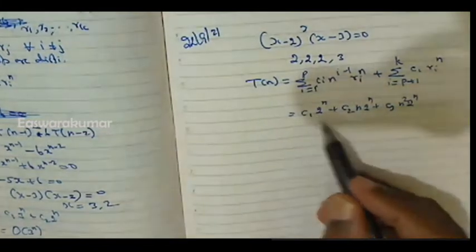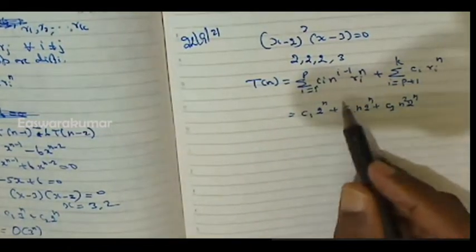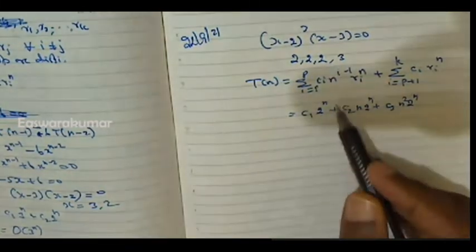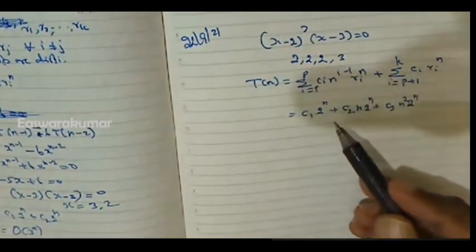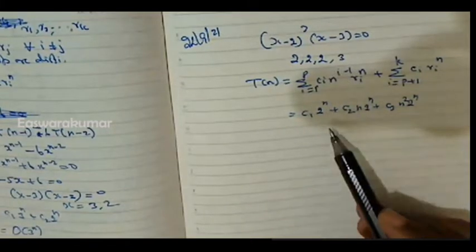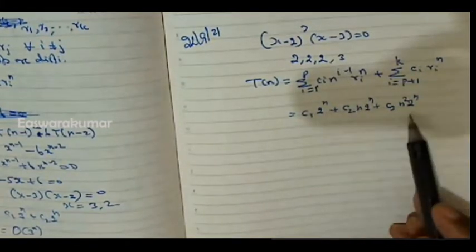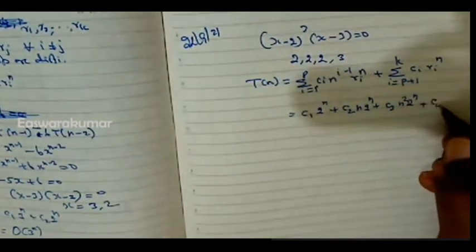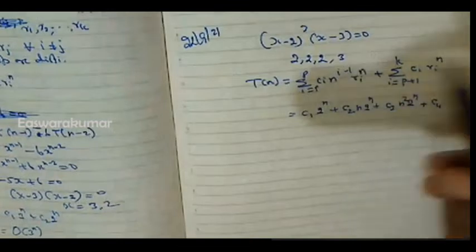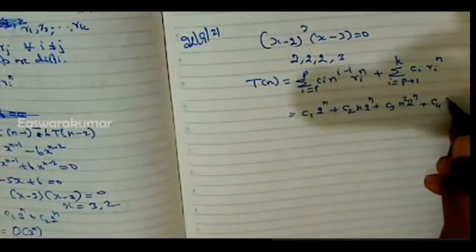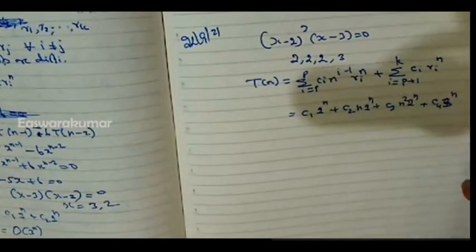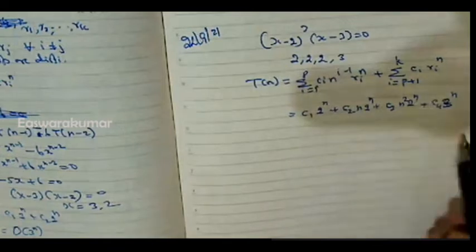Now you see n power 0, n power 1, n power 2 like that. The other one, Ri power n, will be the same because they are the same roots, right? 2, 2, 2 like that. So if three roots are common, then three terms will be coming like that. Then the next one is C4, the fourth root, that is 3, so C4 3 power n. So now you see, this is the solution.